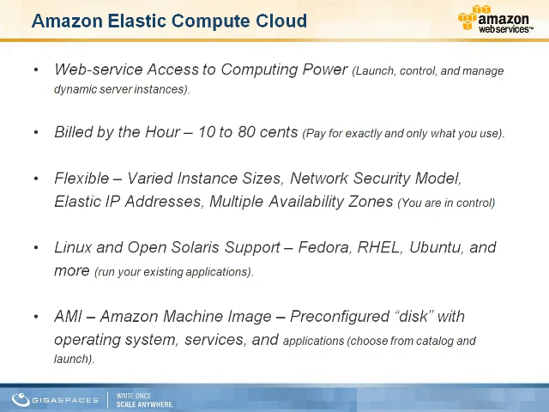We have elastic IP addresses, so you can actually get IP addresses and then map those to your servers. If you need to have long-term permanent IP addresses that might actually need to be mapped from server to server during the course of your operation, you would do that. And then multiple availability zones, so you can actually choose to launch different servers in different Amazon locations and data centers. We support a number of different Linux distributions, and we also support OpenSolaris. We support Fedora, Red Hat Enterprise Linux, Ubuntu, and many, many other Linux distributions.